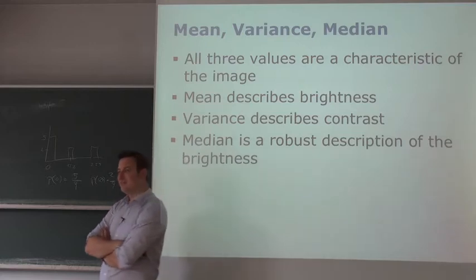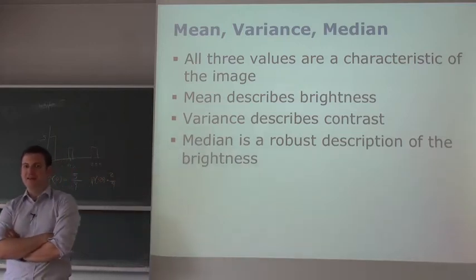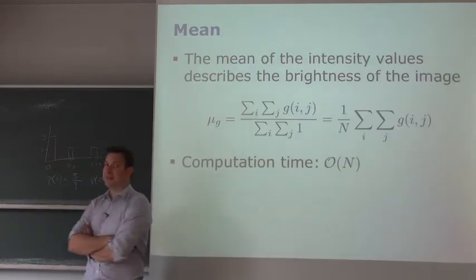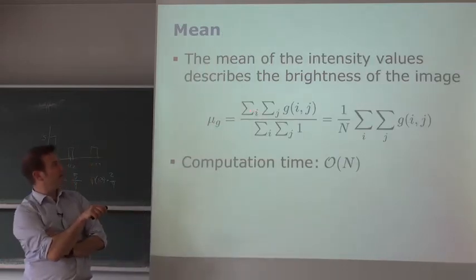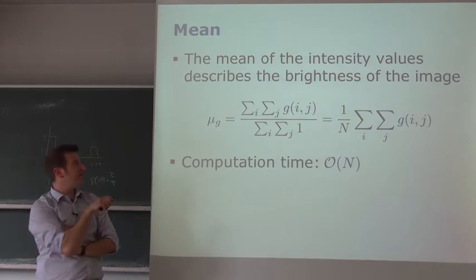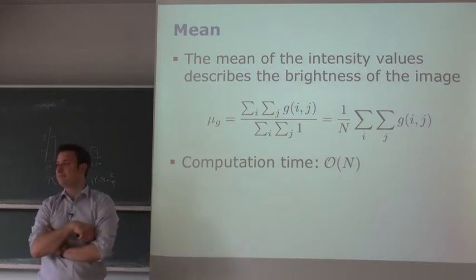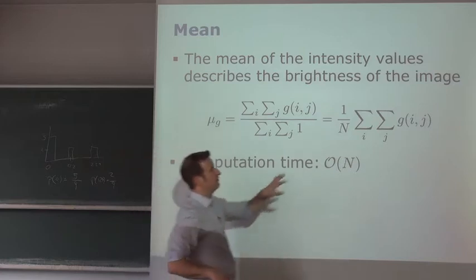I iterate over all pixels, I sum up the intensity values, and then I divide by the number of pixels. So we'll end up with something like this. These are just loops over the rows and columns. And so I add up all the intensity values and divide by the number of pixels that I have, which is n. So this is the mean.